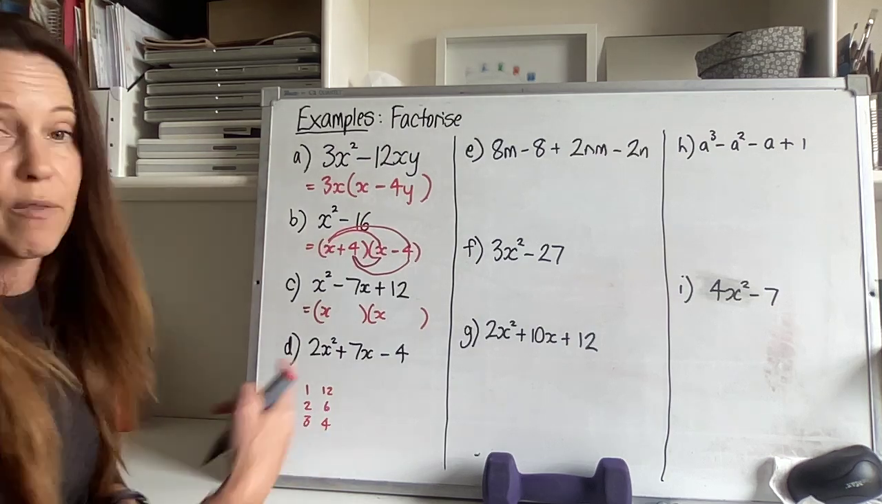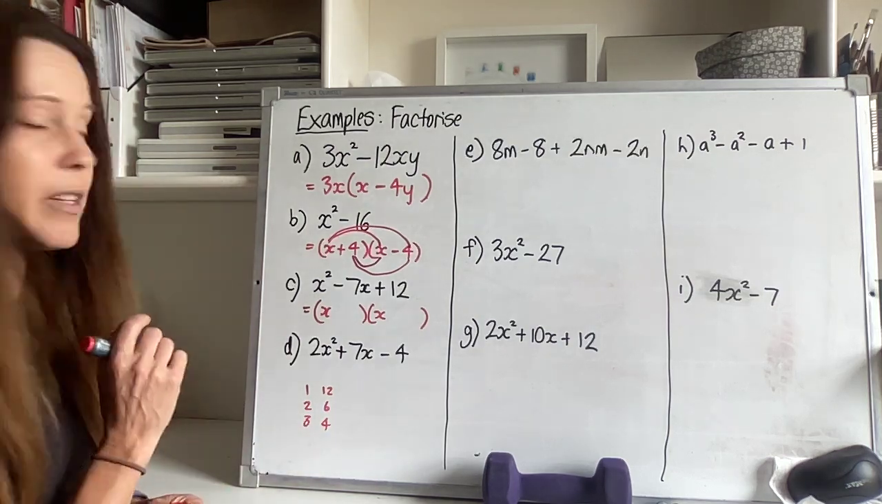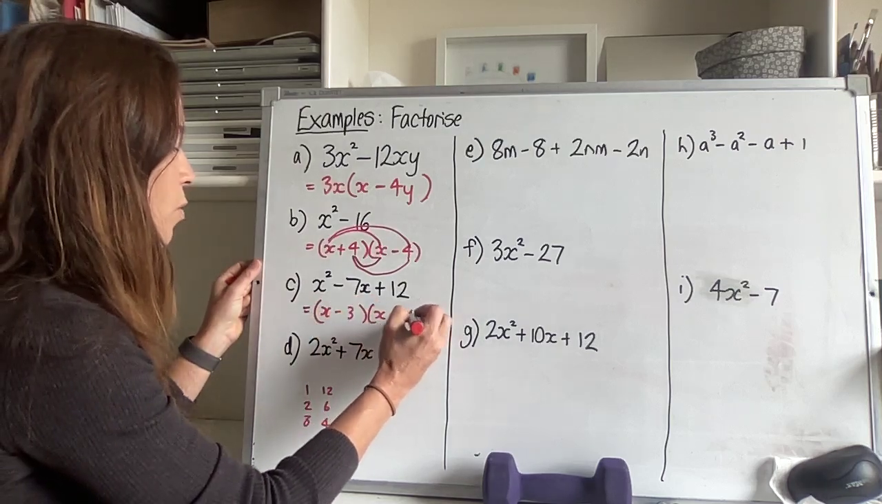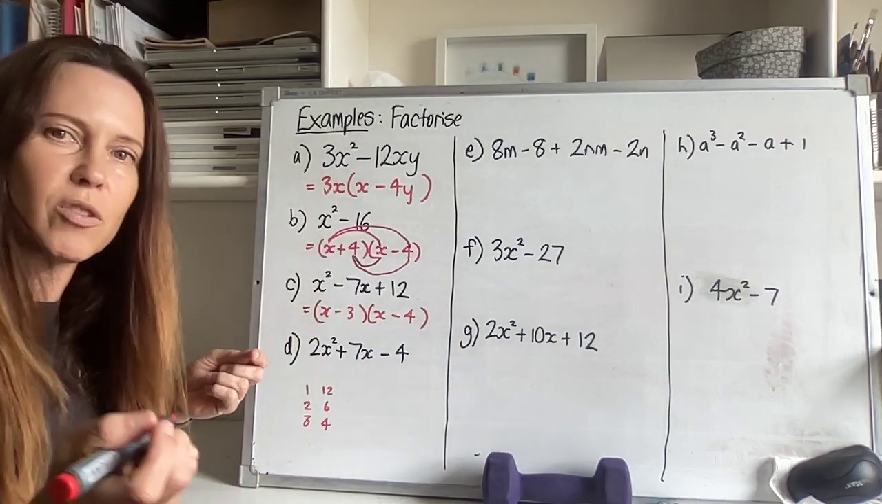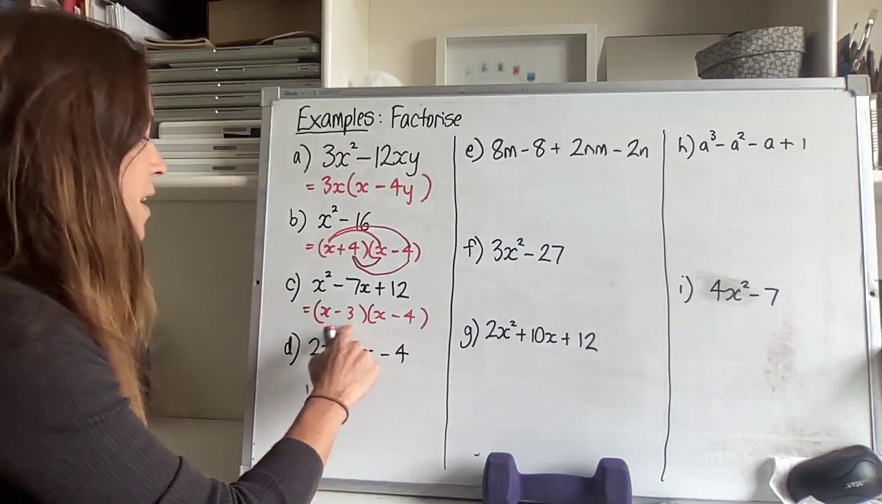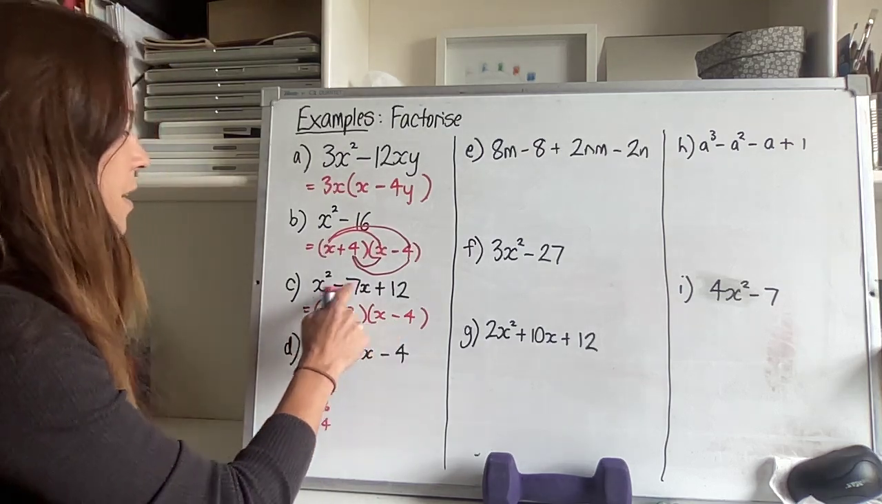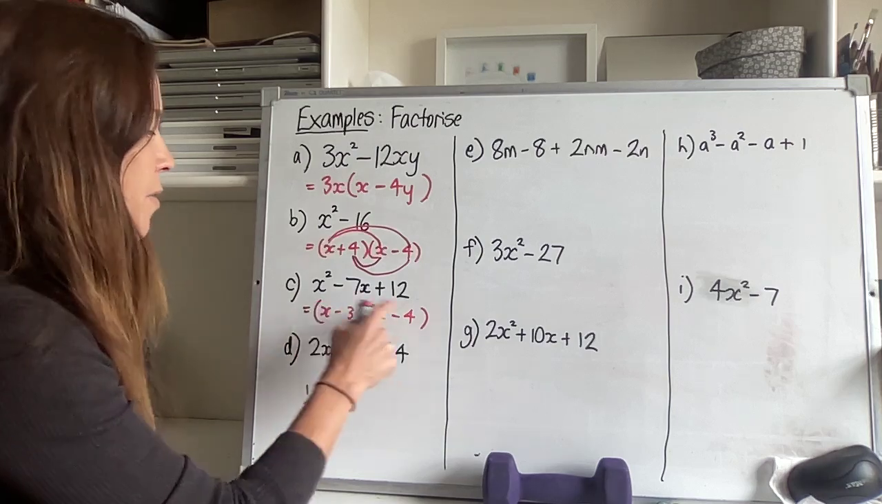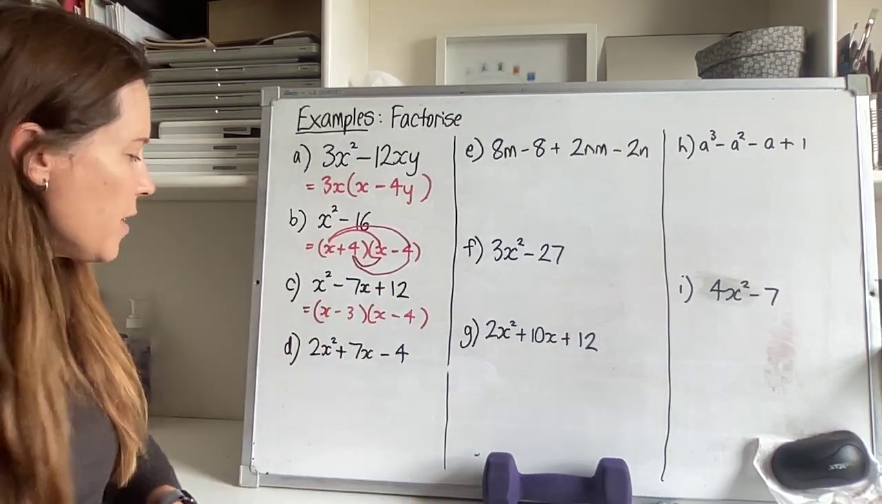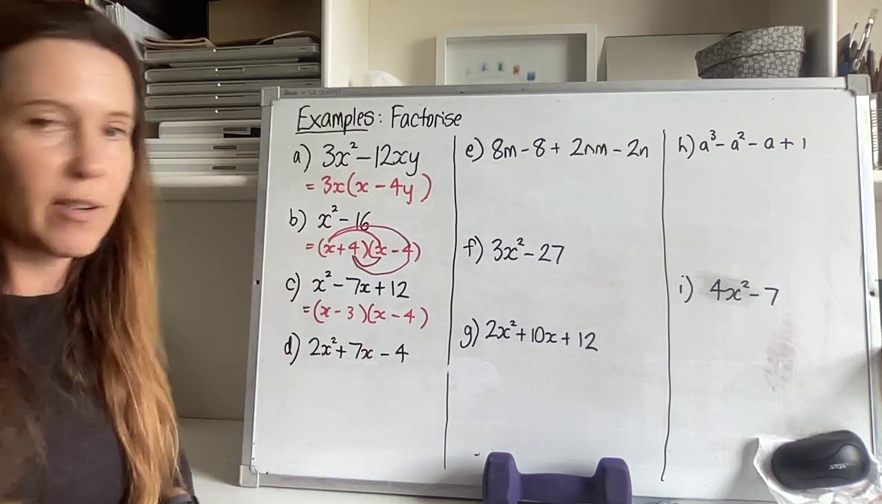Well, clearly only 3 and 4 can make minus 7, and they can only do so when they're both negative. So negative 3 and negative 4 looks like my answer. I'm never fully sure until I expand it out again just to check I get back to where I started. So negative 3x and negative 4x is negative 7x, and then negative 3 times negative 4 gives me the positive 12, so I'm good.